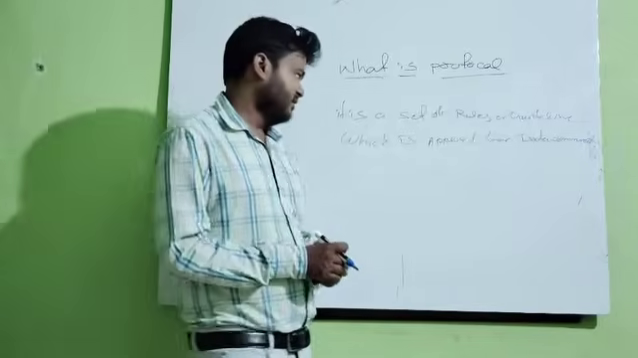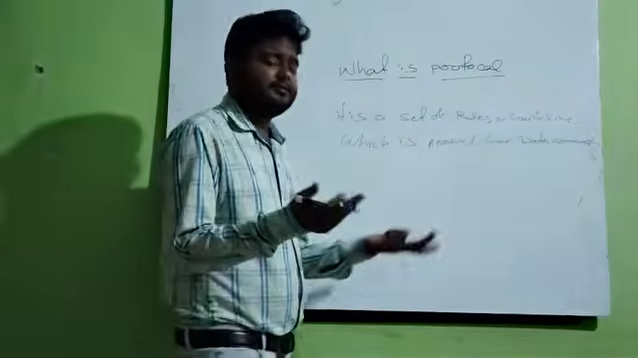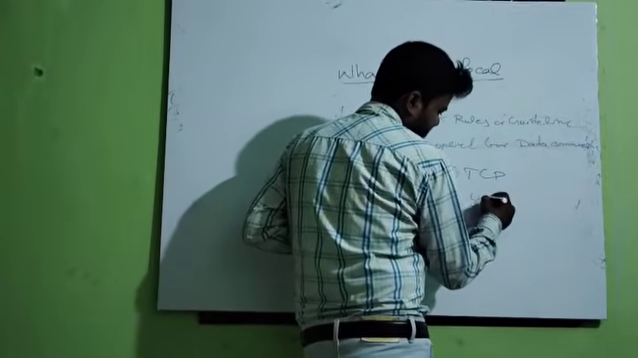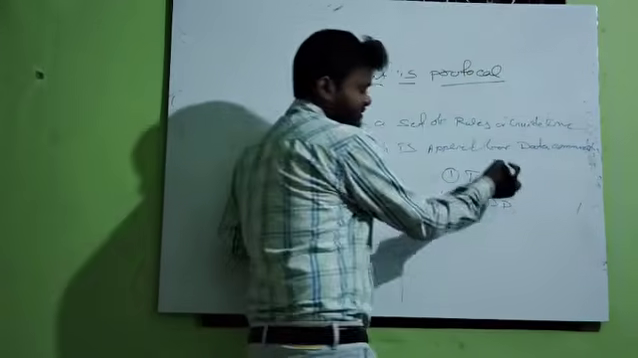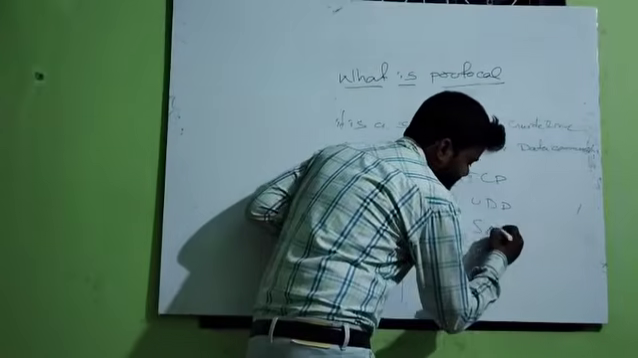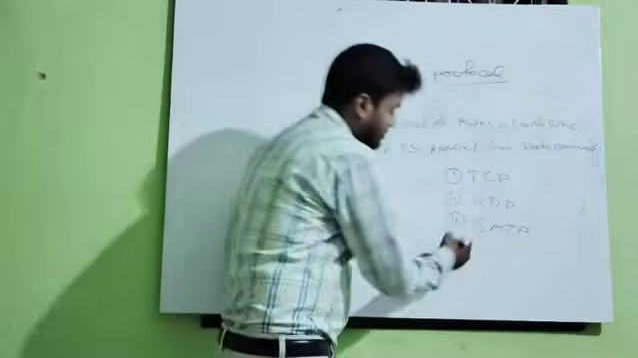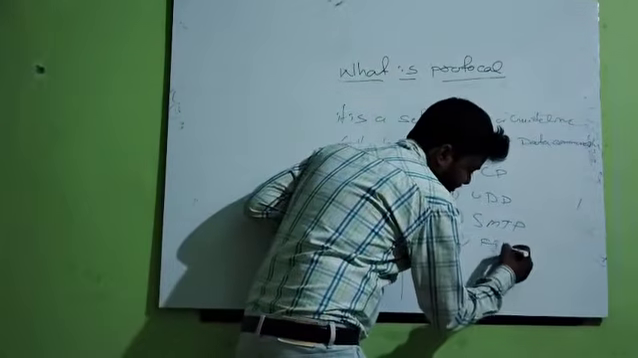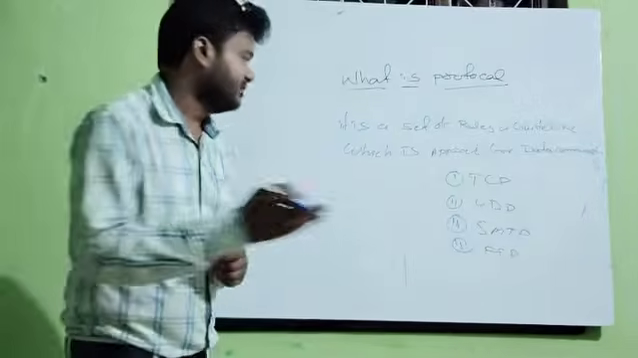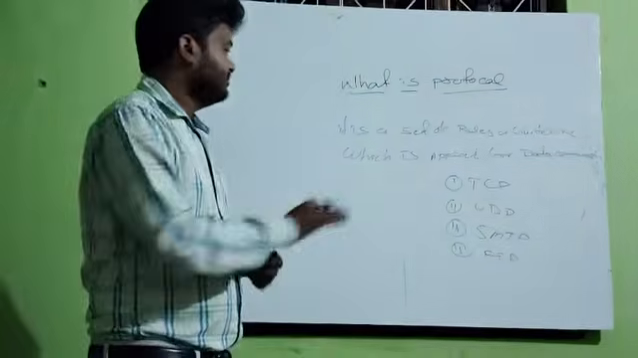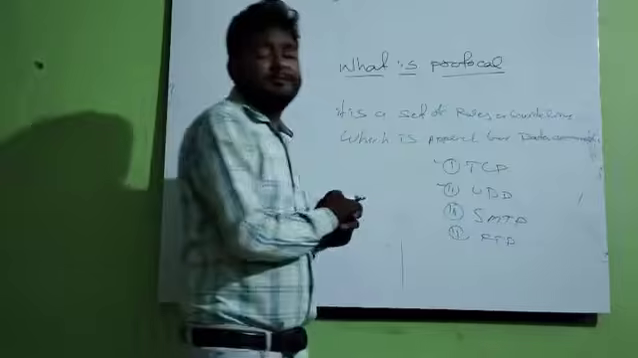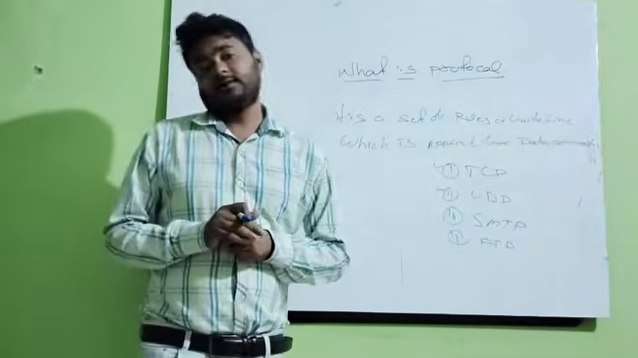It's a simple definition. Then let's discuss some types of protocol. One is TCP, second is UDP. TCP means transmission control protocol. UDP means user datagram protocol. Some others are SMTP, simple mail transfer protocol, then FTP, file transfer protocol, and POP, post office protocol. Many protocols are available in data communication. In today's class we will discuss TCP and UDP, and the difference between TCP and UDP.